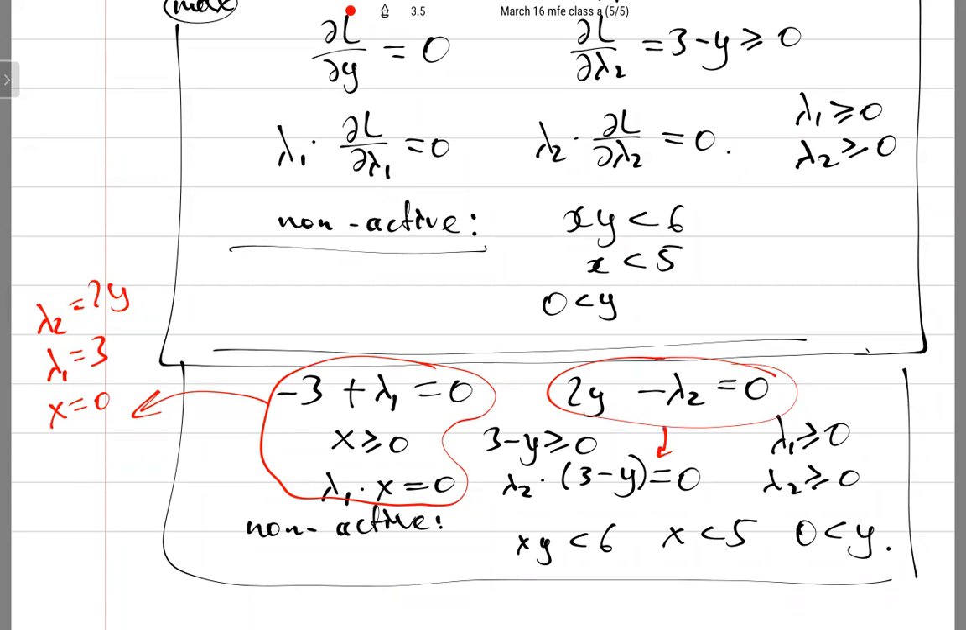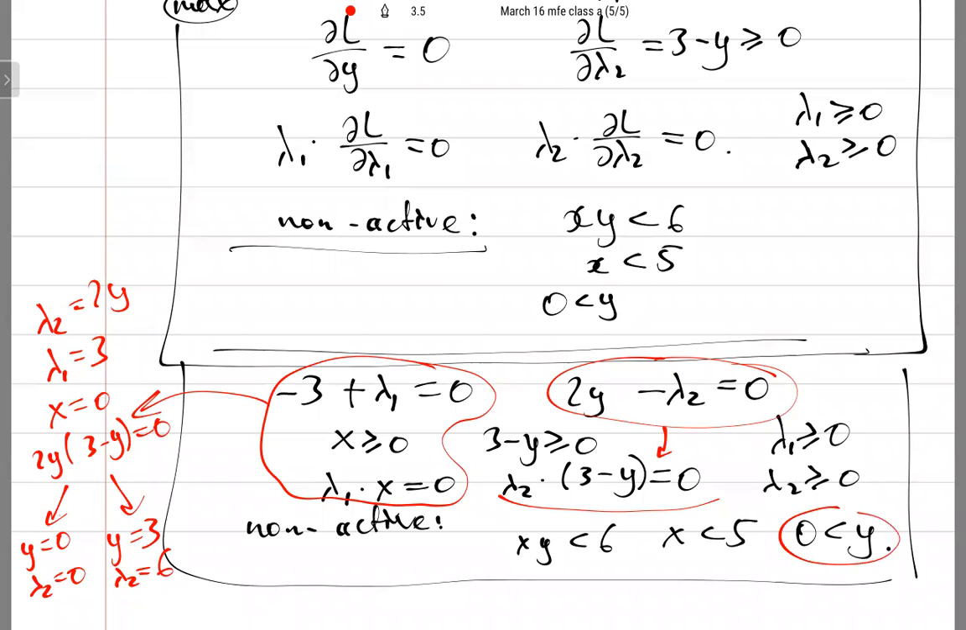I can plug into that equation. I have 2y times 3 minus y is 0. So I have two subcases. y is 0 and y is 3. In that case, lambda 2 is 0. In that case, lambda 2 is 6, I think. And we need to check that this is not okay.